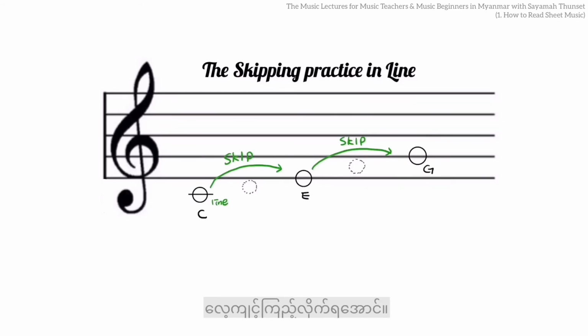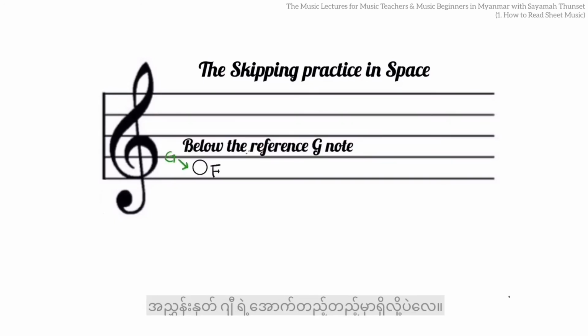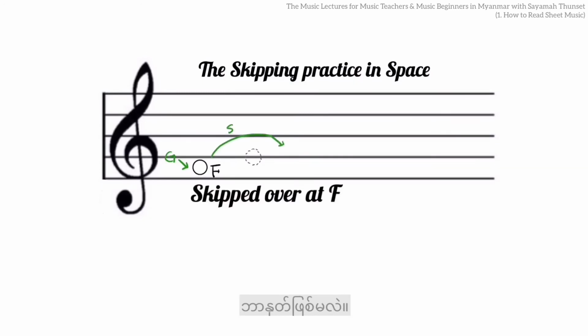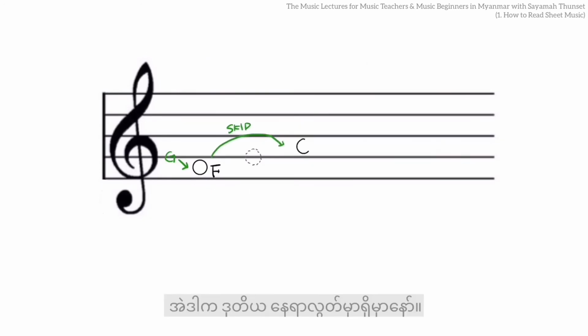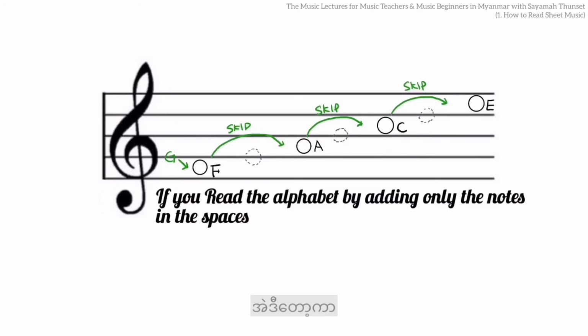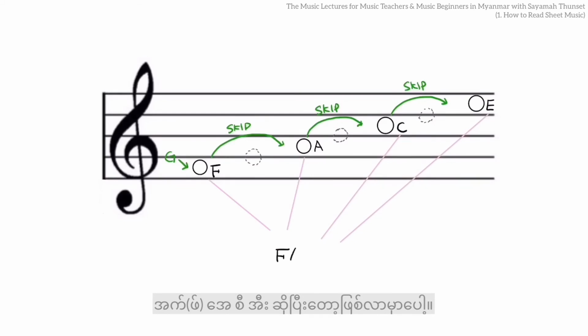Then, let's practice notes in spaces. First, what is the name of this note? Right, it's F note, because it's below the reference G note. What is this note that I skipped over at F, which is located in the second space? It's A. This becomes C note, and this becomes E note. So if you read the alphabet by adding only the notes in the spaces, it becomes F-A-C-E.